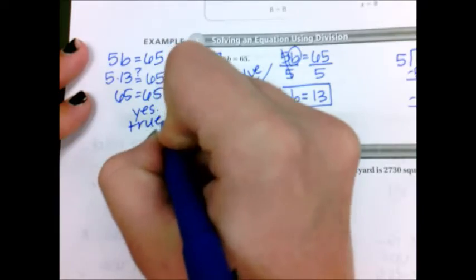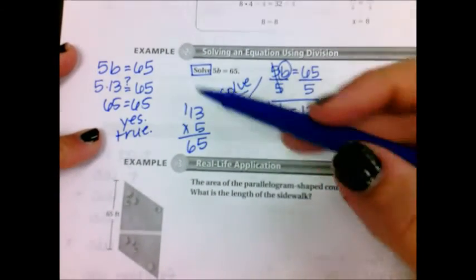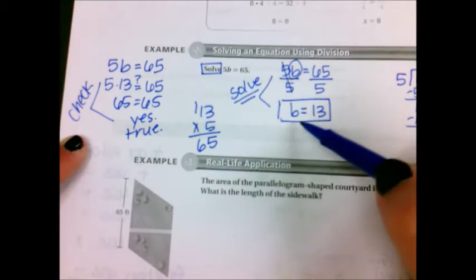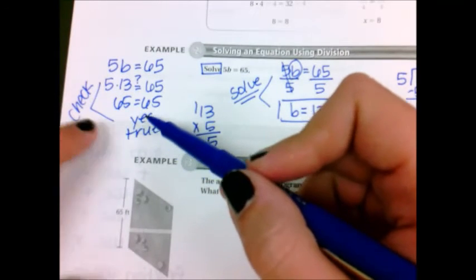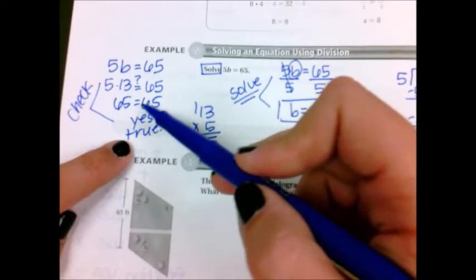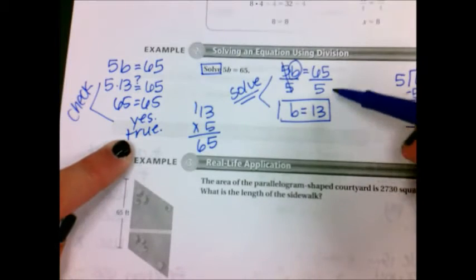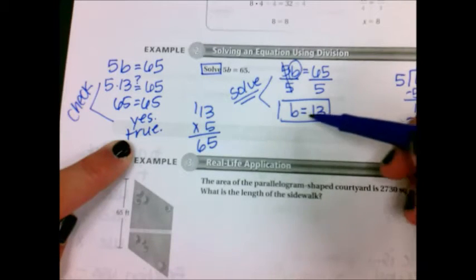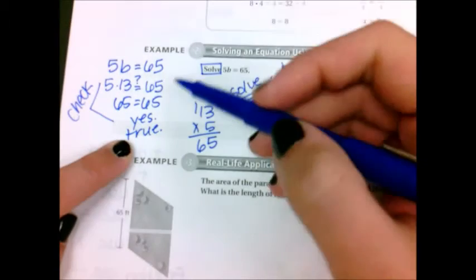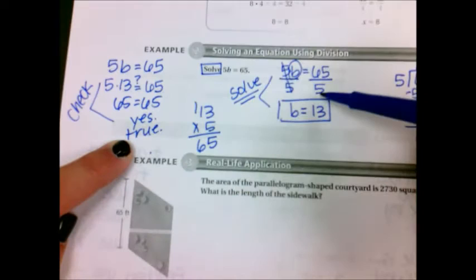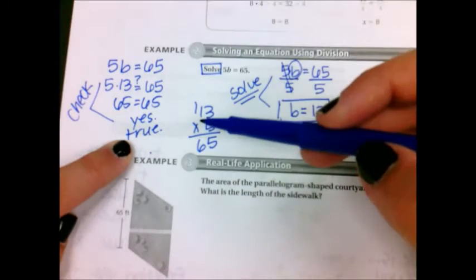Sometimes we had been saying true. And as long as I get yes over here when I check, so this is the check part, as long as I get yes over here, then I know that I solved it correctly. If I got no over here, if for some reason I ended up with 60 equals 65, and I was going to cross that out and say no, they're not equal, that means I did something wrong either over here in getting b equals 13, or I also could have made a silly mistake in my check. But regardless, if you get no, you need to start over because there's a mistake somewhere in all of that work.